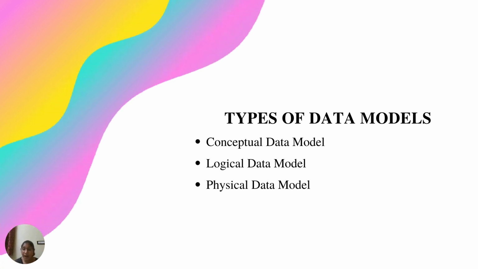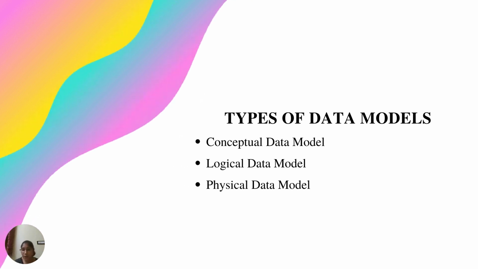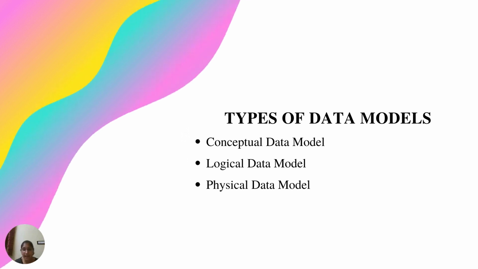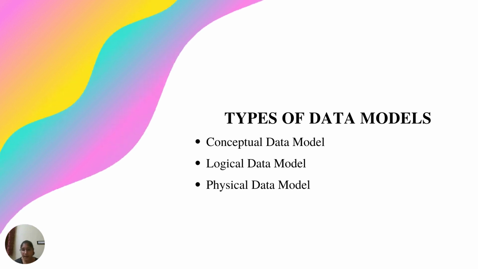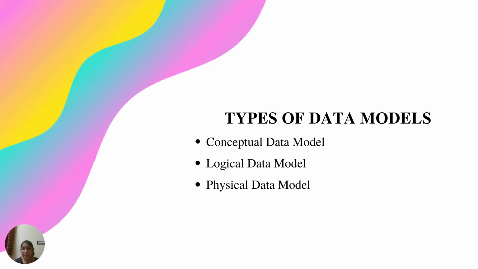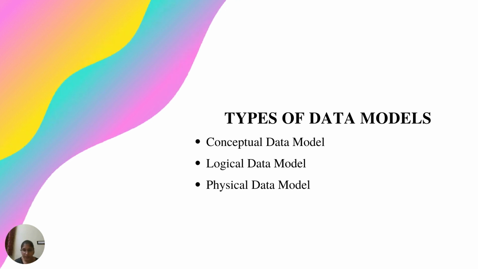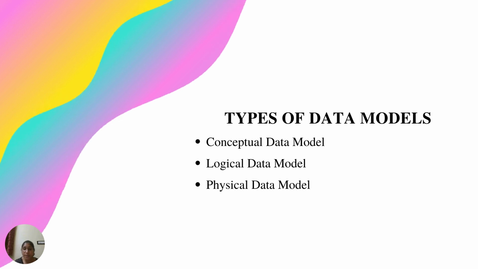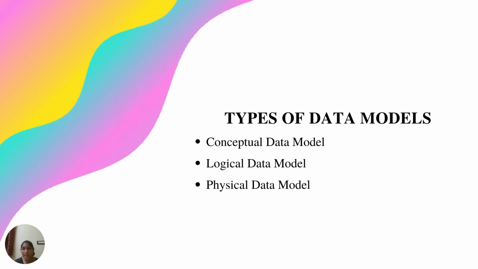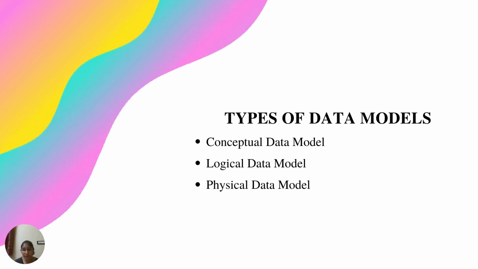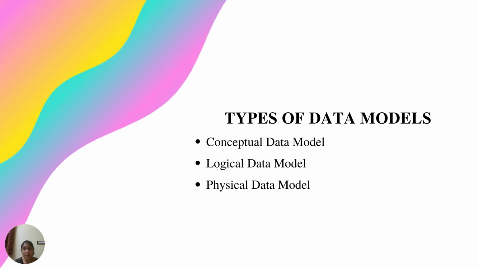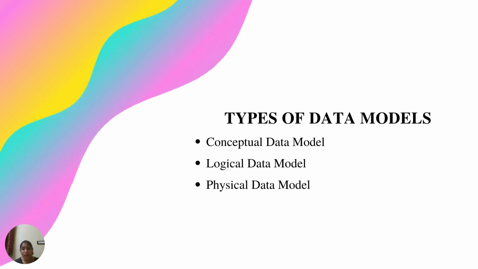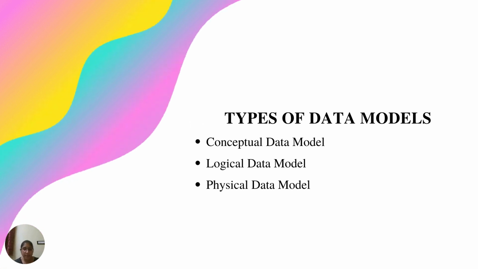The logical data model defines how the system should be implemented regardless of the database. This model is typically created by data architects and business analysts. The main purpose of this data model is to develop a technical map of rules and data structures. The physical data model describes how the system will be implemented using a specific database system. This model is typically created by database administrators and developers. The main purpose of this data model is the actual implementation of the database. I will be talking about the conceptual data model in detail in the coming slides.